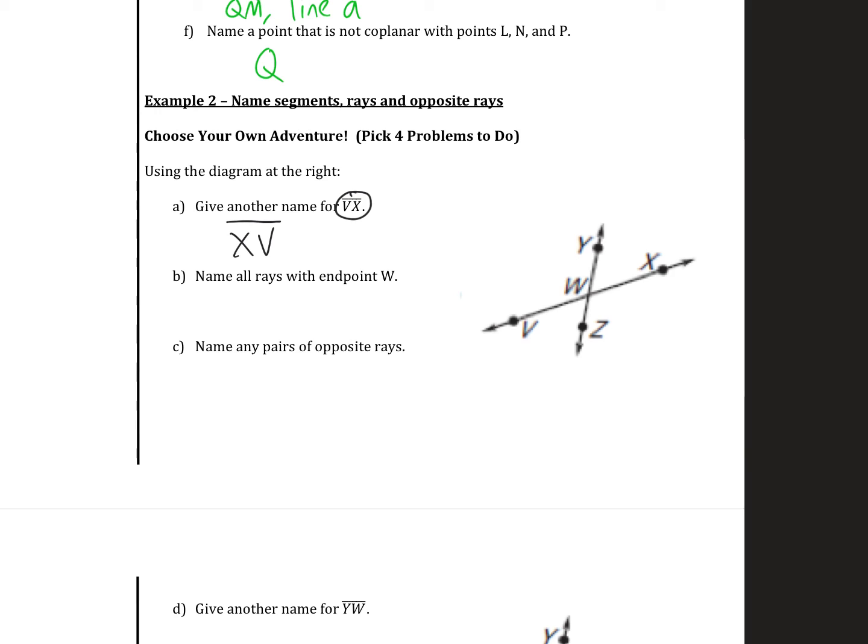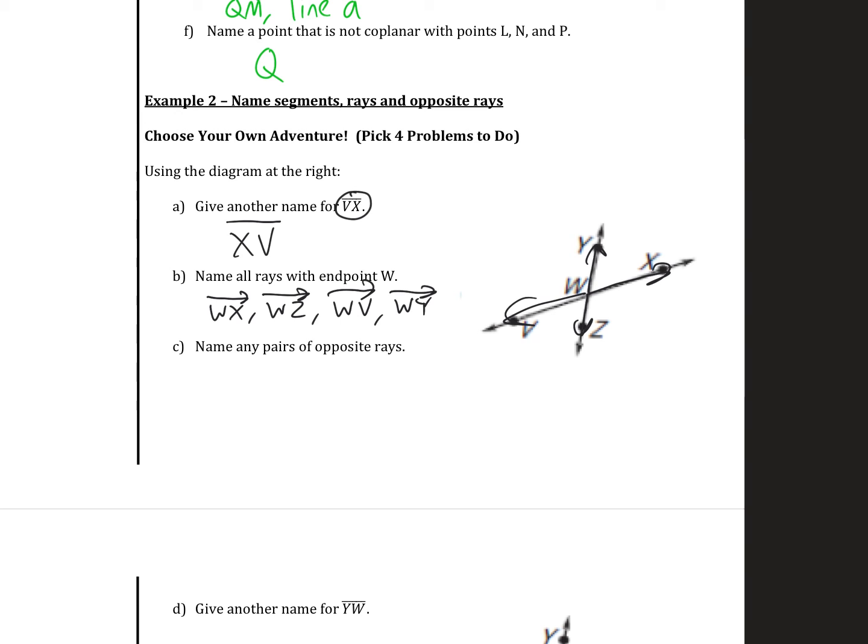So I have W, W goes to X, W goes to Z, W goes to V, and W goes to Y. So we have WX, and we do the ray symbol. We have WZ, the ray symbol. WV with the ray symbol, and we have WY.